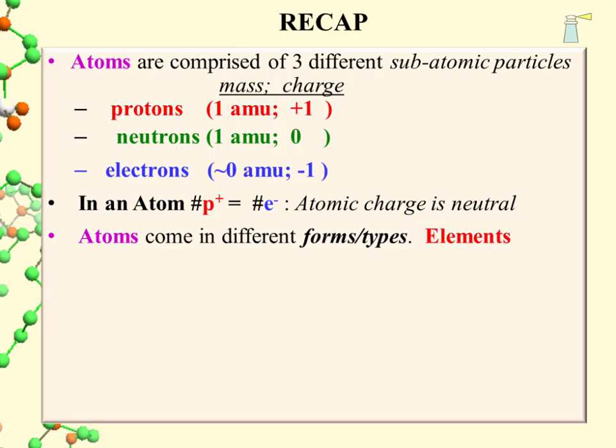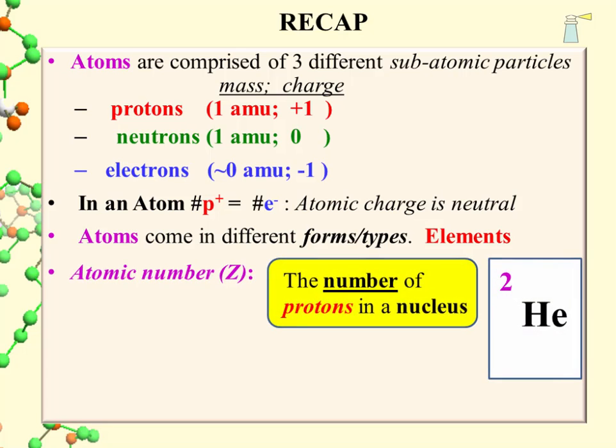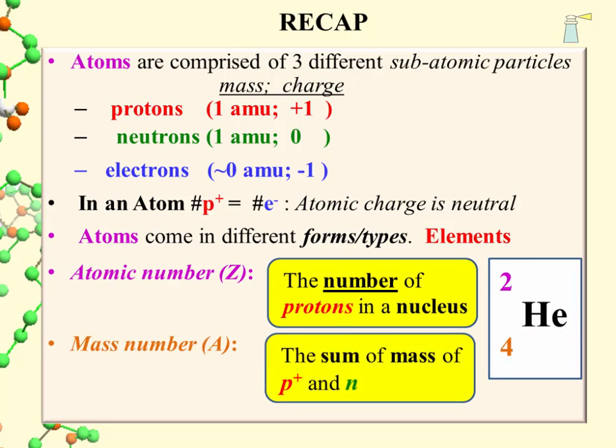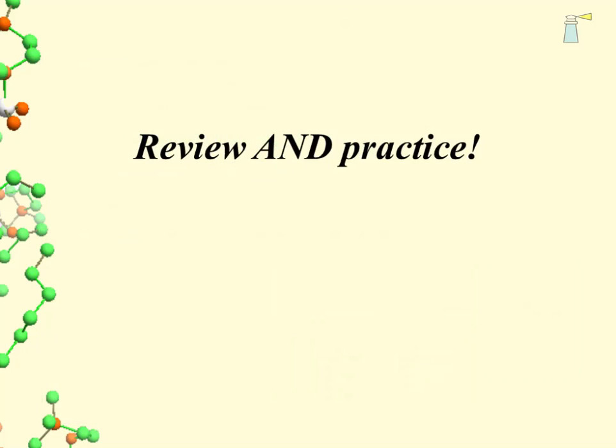Atoms come in different forms or types. These are called elements and are collected in the periodic table of elements. One of the numerical values attached to each element on the table is its atomic number, sometimes called the Z number. It is the number of protons in the nucleus. The other important numerical value given is the mass, or A number. It is the sum of the protons and neutrons. Well, that completes the lecture on the basics of atoms. Be sure to review the material and practice deducing the number of subatomic particles and the atomic and mass numbers.